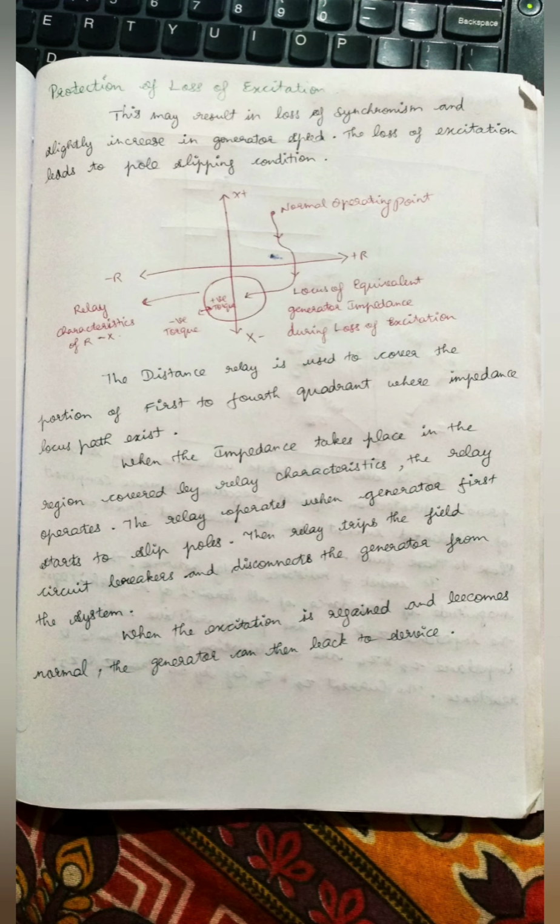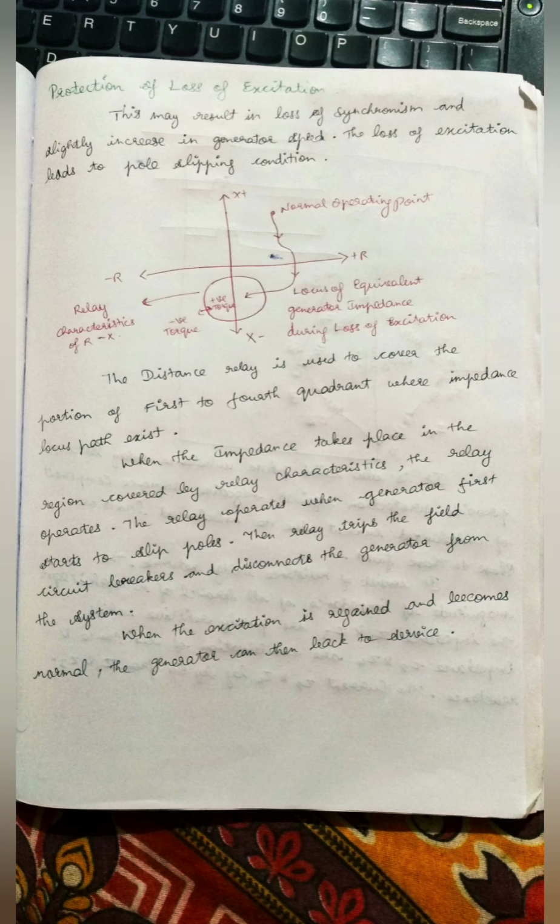Next is the protection of loss of excitation or field failure. This may result in a loss of synchronism and also a slight increase in your generator speed. The loss of excitation leads to pole slipping, which means the exciter system, which is connected with each of the turns, is connected with the poles, and that slipping may happen due to this loss of excitation.